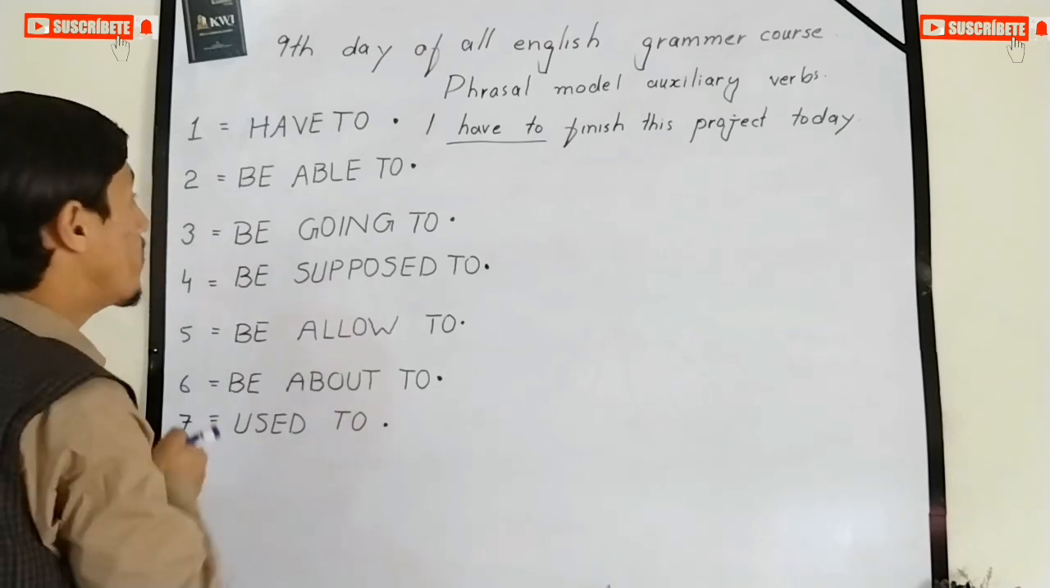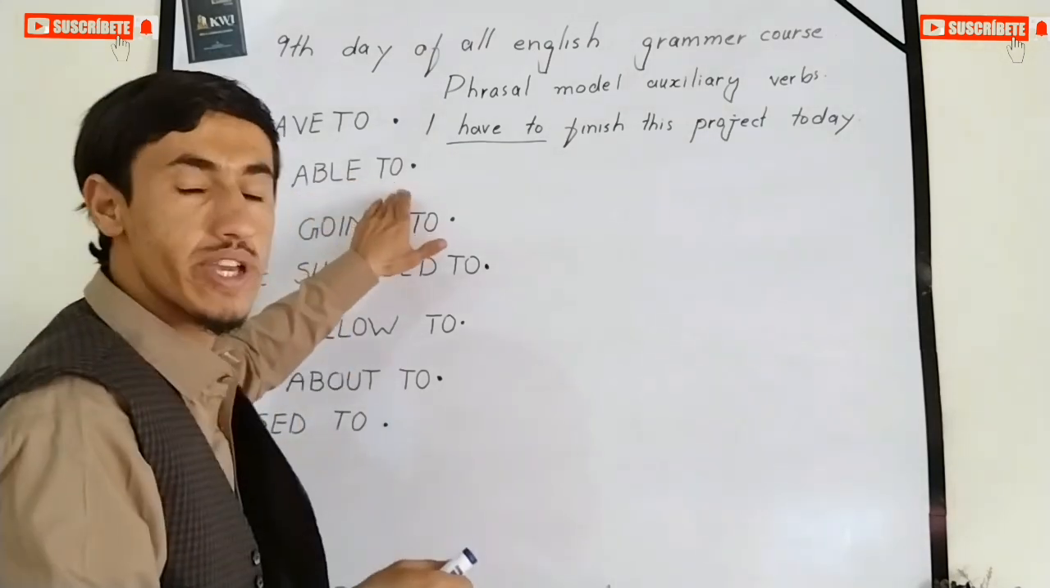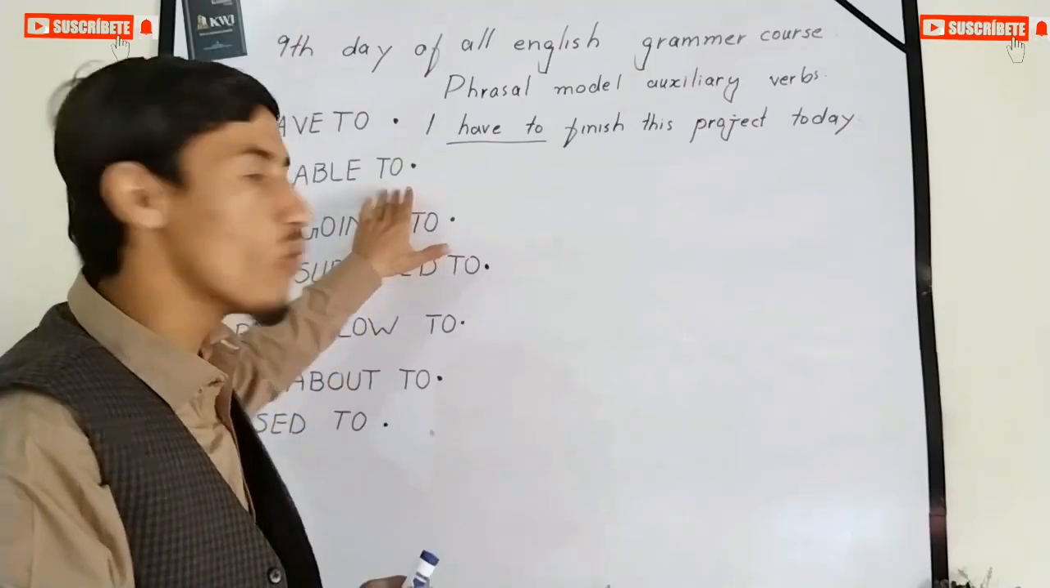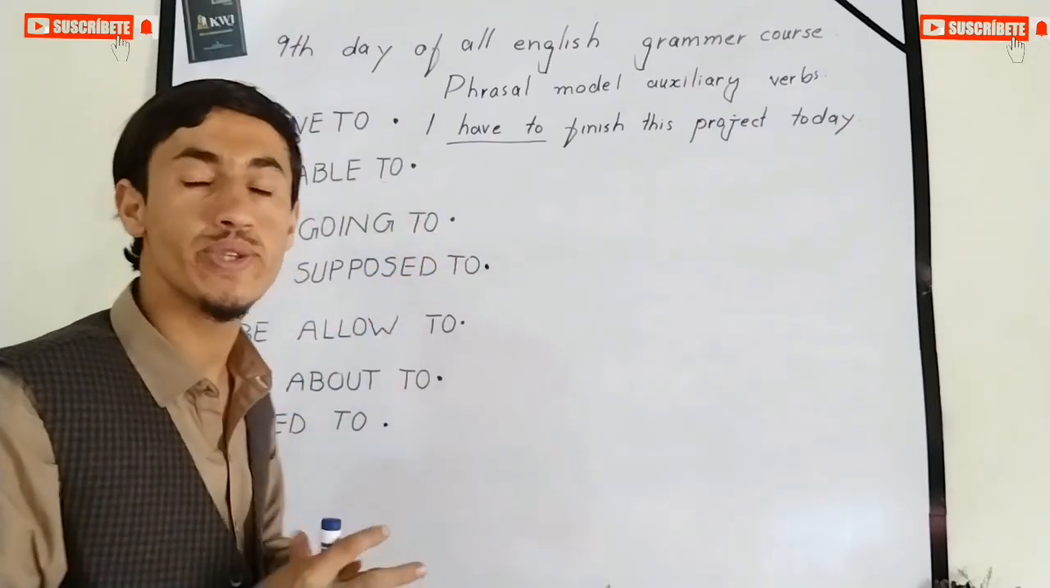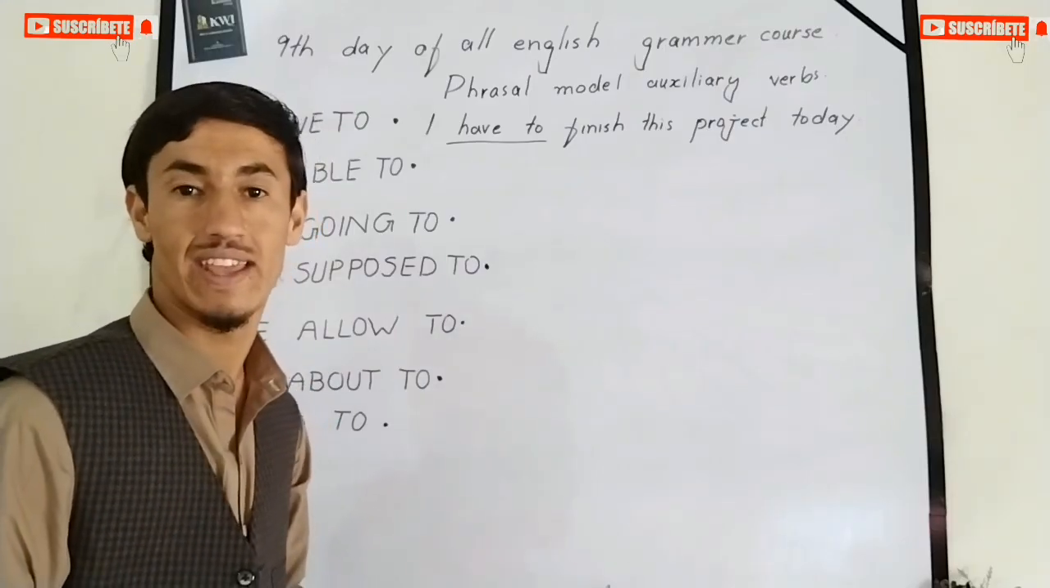Be. So, be able to. Be able to is the second phrasal modal auxiliary verb. What is be able to used for? It also shows the ability like can.